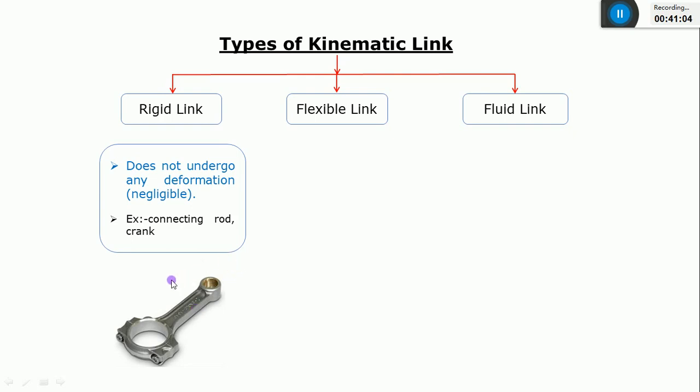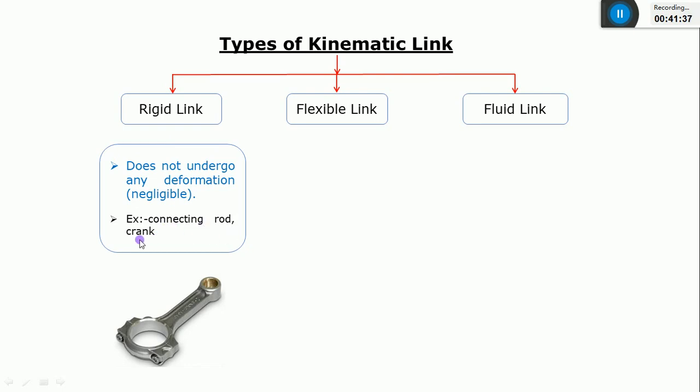So I can call such links rigid links. You can consider a piston, connecting rod, and crank, all of which come under rigid links. Rigid means robust. There will be a negligible deformation. So rigid links are those which do not undergo any deformation, or only negligible deformation. Examples: connecting rod and crank.